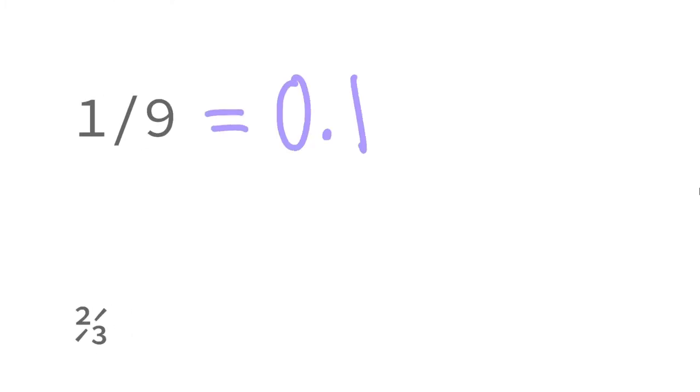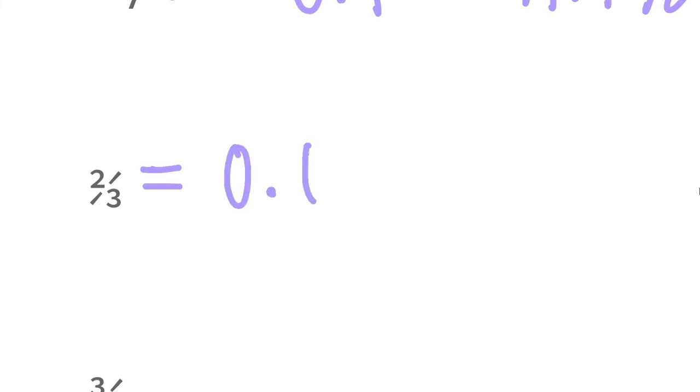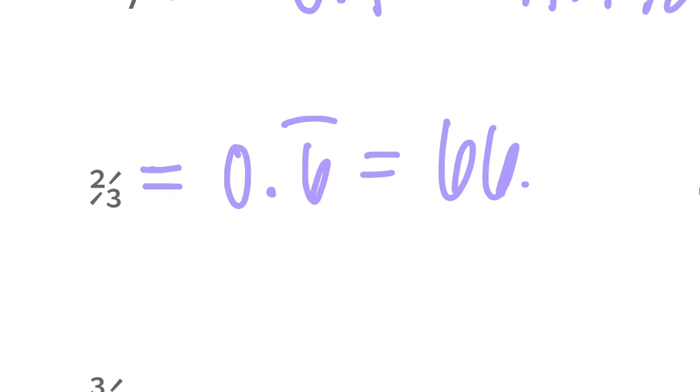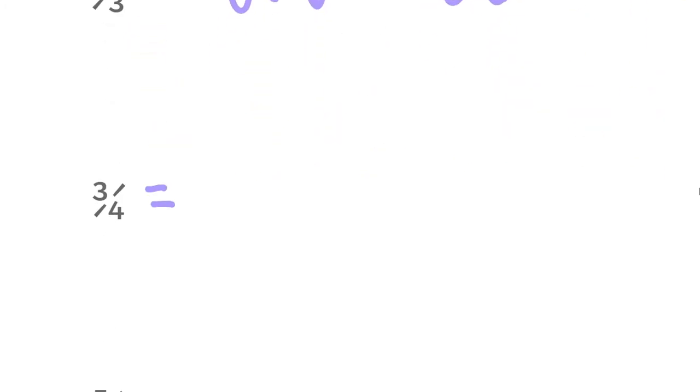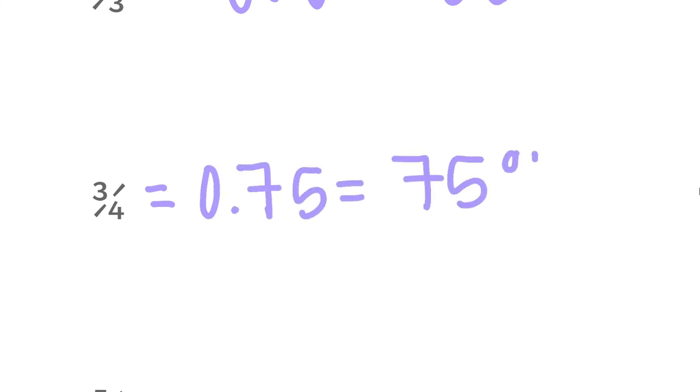Again, benchmarks. 1/9. Remember 9s? The top number is repeating, so this is 0.1 repeating, or 11.1 repeating percent to do Dr. Pepper. 2/3, the 3 repeats. 1/3 was 0.3 repeating, 2/3 is 0.6 repeating, so this will be 66.6 repeating percent. 3/4 is 75 cents or 75%.